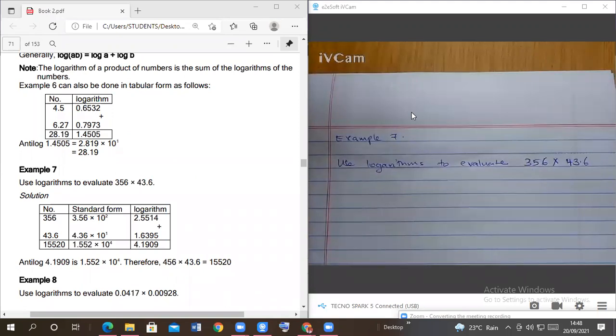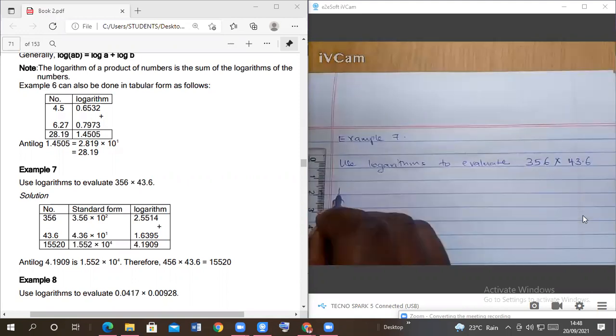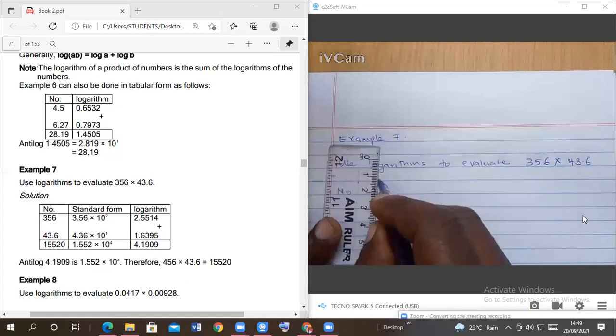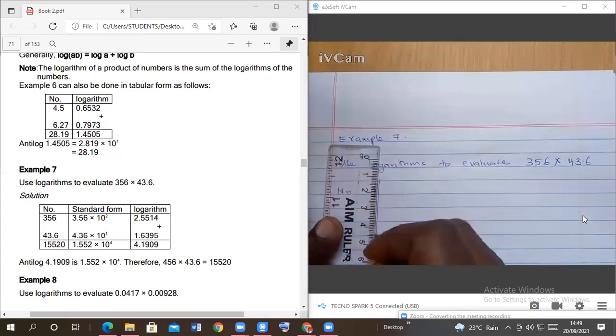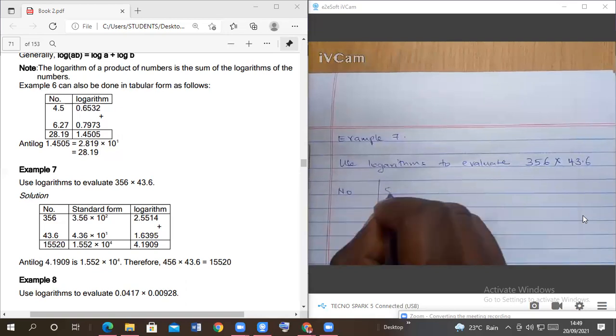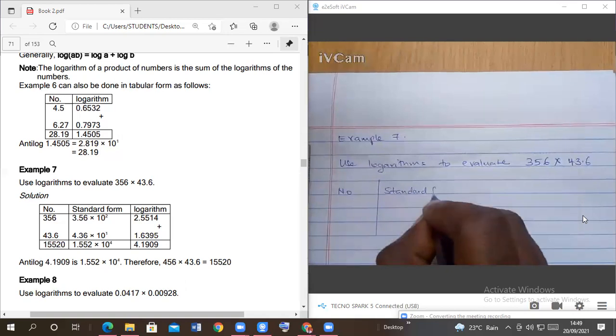So to do this, members, we are going to use the log tables. And when we are using the log tables, we must make sure that we understand how to read them. But the first thing that we are going to do is draw this table that you are seeing on the left-hand side. We draw the first column, which has the number, and this is where we put the numbers that we are going to multiply. Then the second column is where we should have the standard form. These numbers should be written in standard form.